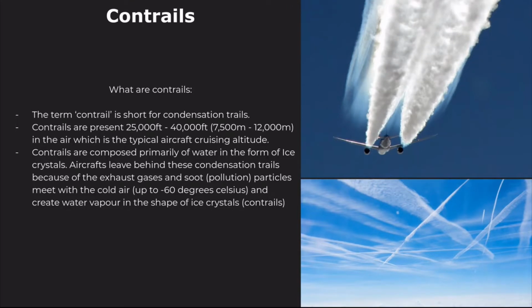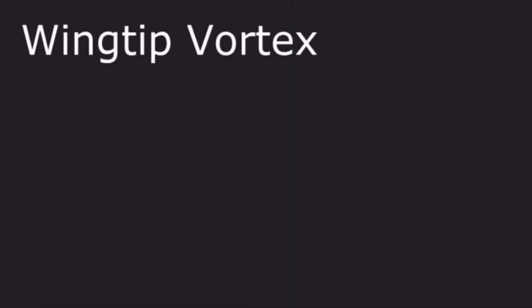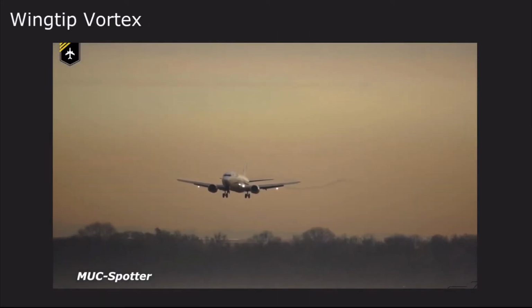So we just talked about contrails. Now let's talk about some things that people confuse for contrails. So something that people confuse for contrails is the wingtip vortex, also known as wingtip vortices. So these are not contrails.